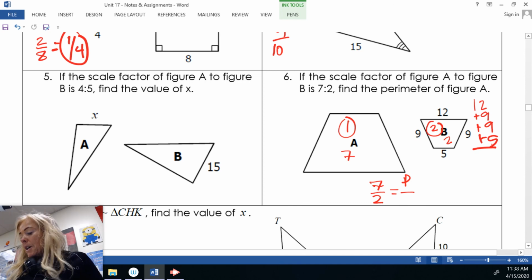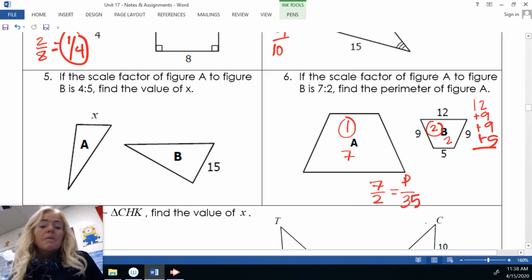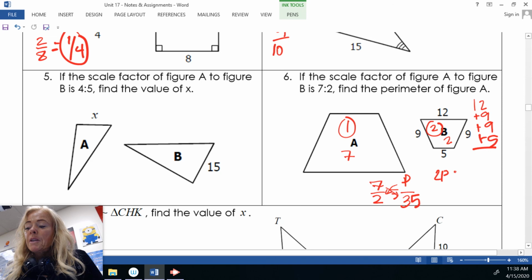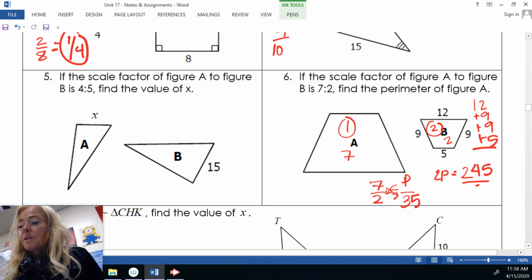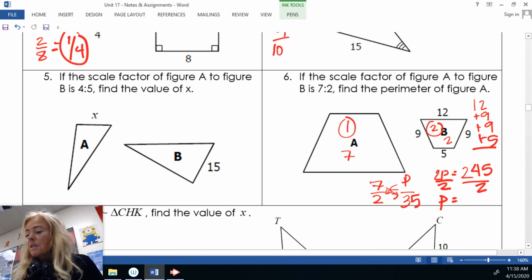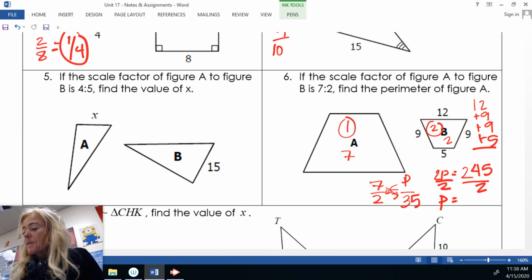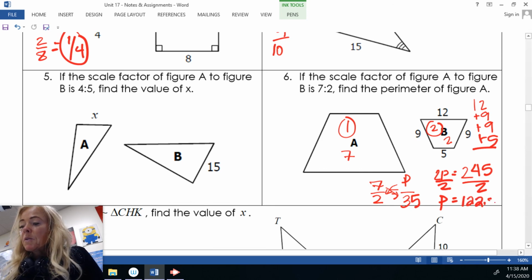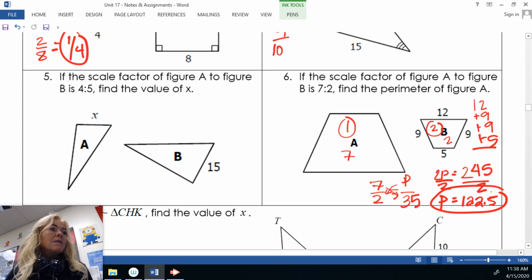So I think that's 35. 12 plus 9 plus 9 plus 5 is 35. All right, so you can set that up that way. That means you're able to cross multiply. So 2p is 7 times 35, 245, and then divide by 2. P is going to equal, it's going to be a decimal, isn't it? But just by halves, so it's not that big of a deal. 122.5.